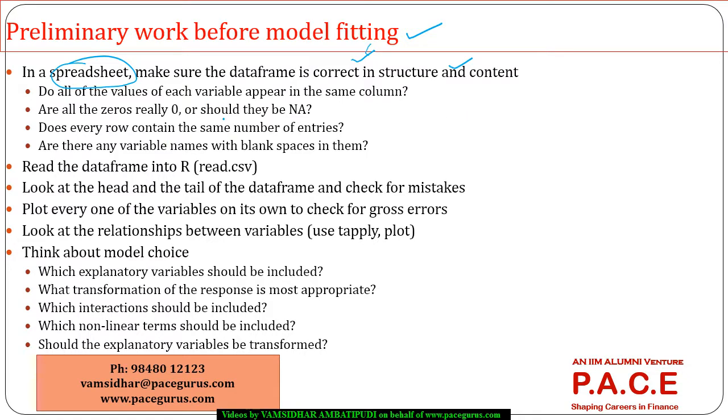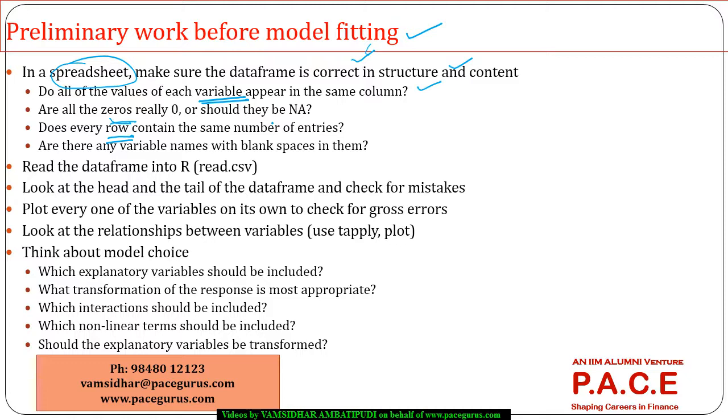Now, for a particular variable, I check whether all the values are present in the same column or the data is present in multiple columns. Are there any kind of zeros that are there in the Excel sheet? If they are zeros, should they be treated as NAs or should they be treated as zeros? I have to really do some quick groundwork. Every row, does it have the same number of columns or does it have more? Some rows have more number of columns, some rows having less number of columns. So is it more or less uniform or is it weirdly distributed?